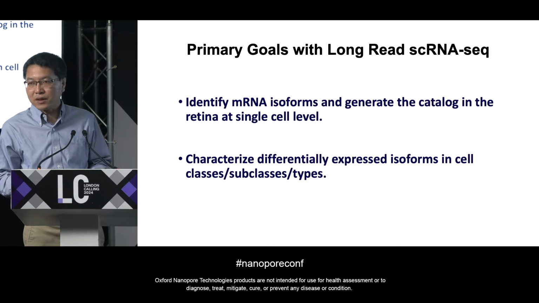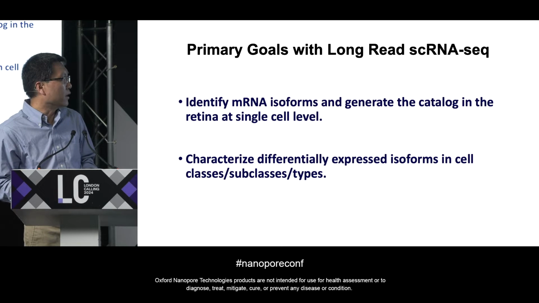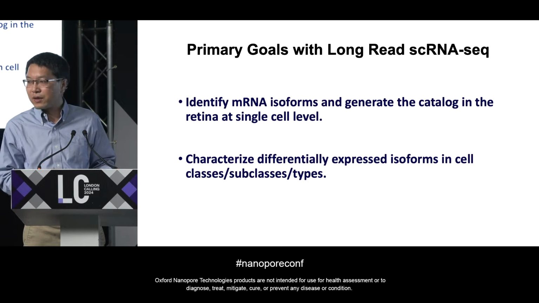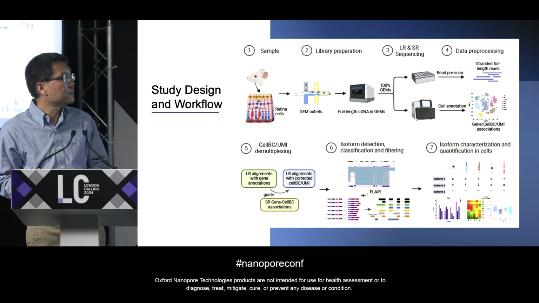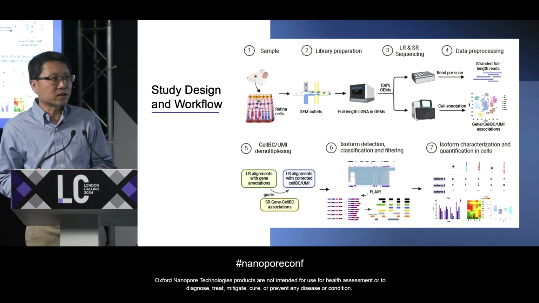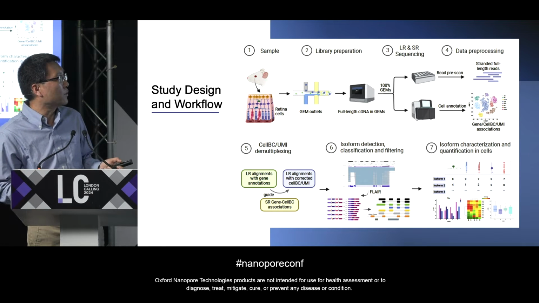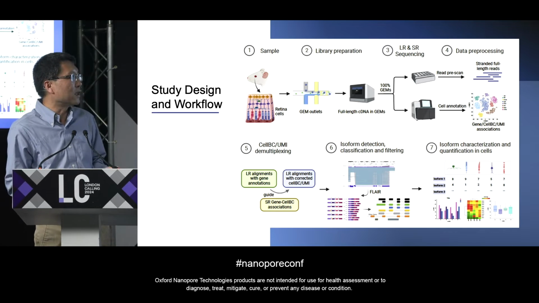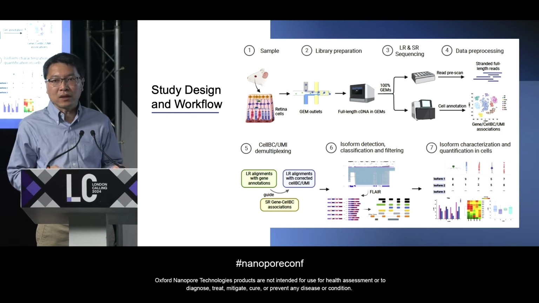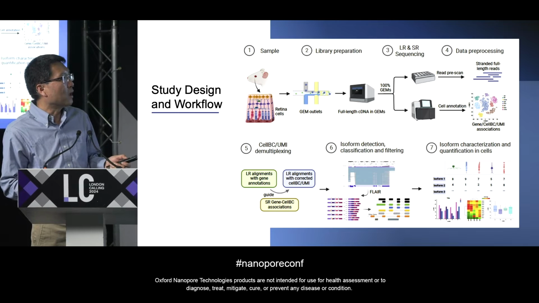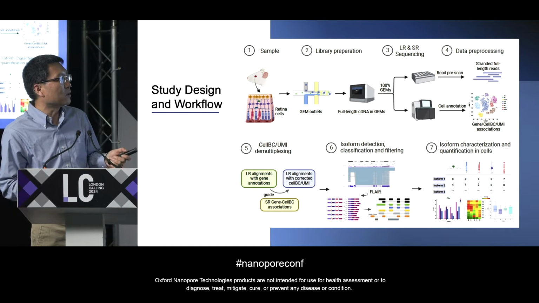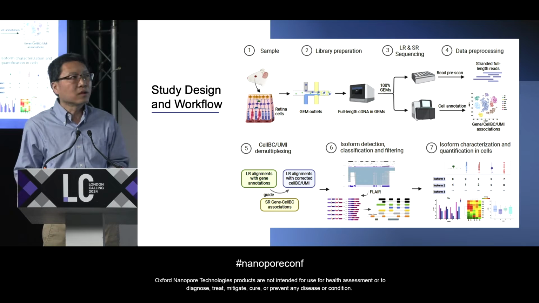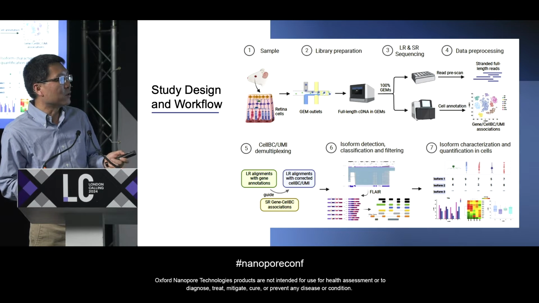The second goal is to see whether those isoforms are differentially expressed in different cell classes, states or subclasses. The study design is as follows. We start with the sample and perform library prep using the same 10x standard pipeline, and then we split the cDNA that comes out of it. One portion goes to regular Illumina sequencing, and the other goes to PromethION sequencing. So we generate both full-length long read sequencing and short-read sequencing.